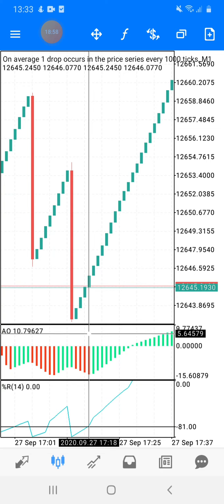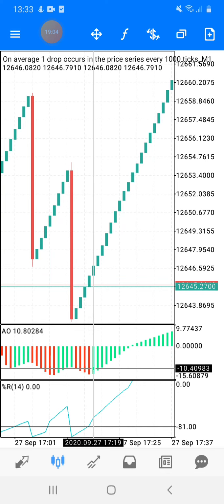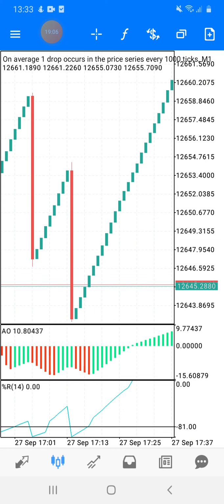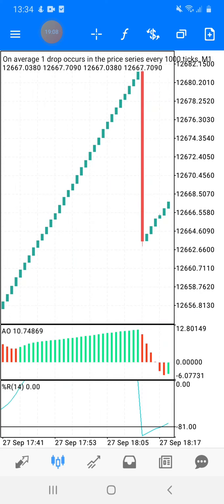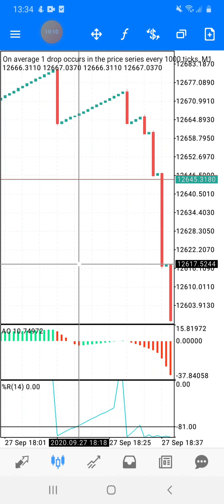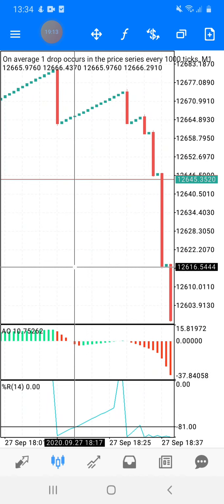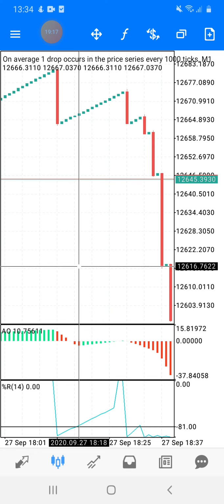So there's our AO nicely in the negative. We got the perfect touch over here. And then we just enter. And now we're up to 16 trades, I think it is. And then there's another one here. There's our touch right over here. Yeah, this is our touch.